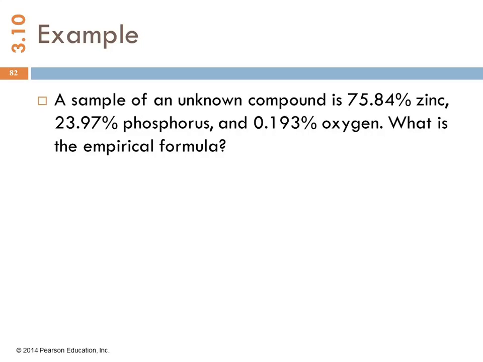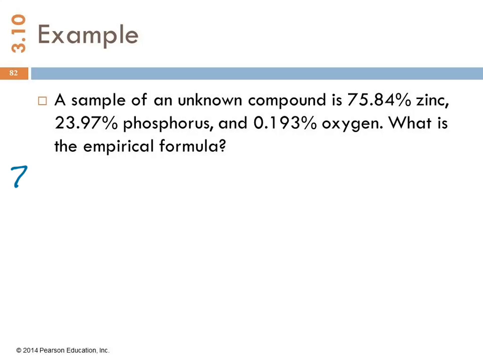So here we have a sample of an unknown compound, and we're given percentages of zinc, phosphorus, and oxygen. They're asking us, what's the empirical formula? What we're trying to do to find the empirical formula is we need whole number ratios: moles of zinc to moles of phosphorus to moles of oxygen. So we start with masses. These are percentages, but if we had a 100-gram sample, it would be 75.84 grams of zinc. So that's what we'll do.